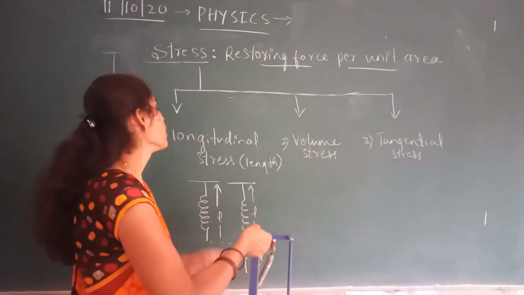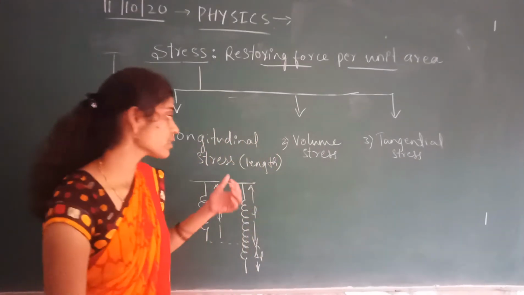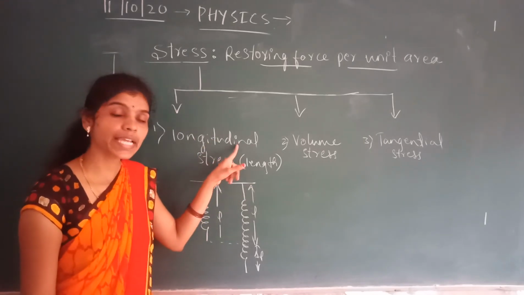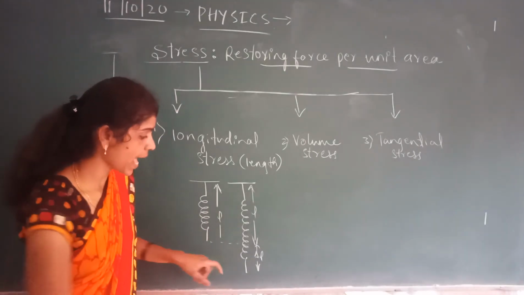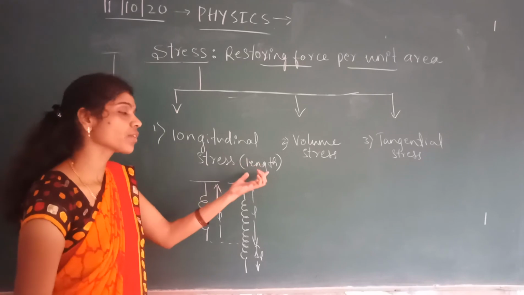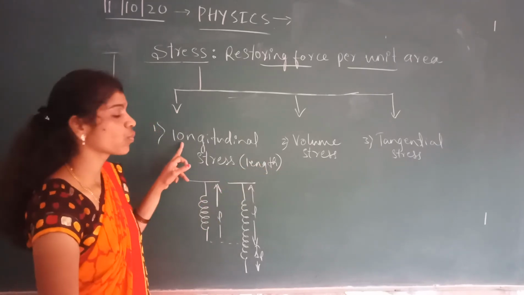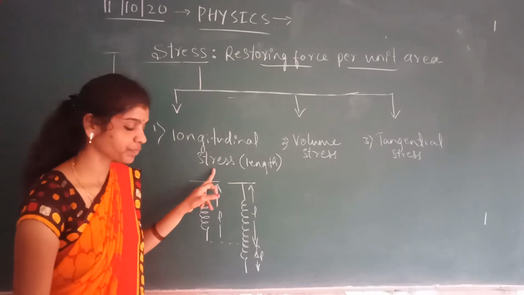Therefore, how are we going to define longitudinal stress? It is the restoring force per unit area of the deforming body when the deforming force acts along the length of the object. So the dimension of the object is going to change along the length of the object. Therefore, it is called longitudinal stress.